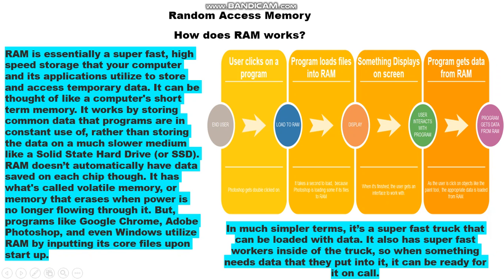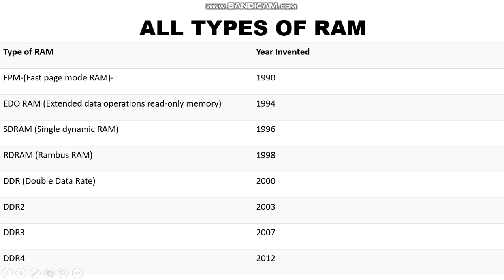In much simpler terms, it's a super fast track that can be loaded with data. It also has super fast workers inside of the track. So when something needs data that they put into it, it can be ready for it on call.